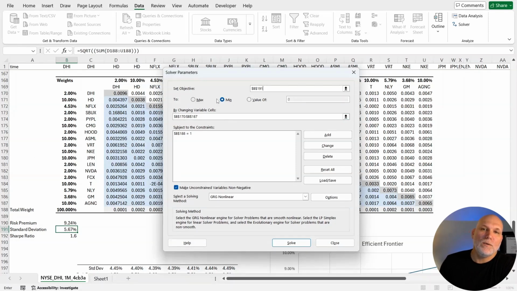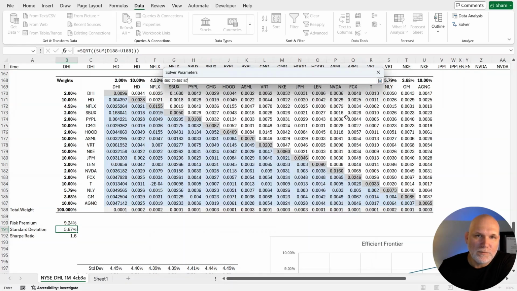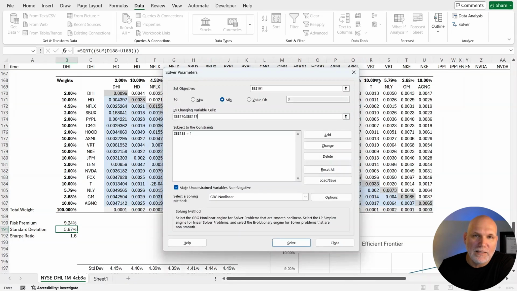Give me the lowest number possible, the least amount of risk, by changing these variables. So I've got B170 to B181, so I'm changing all of these. So Solver, you go figure out all the weights, and you figure out the calculations to give me the least amount of risk. That's what that's saying.